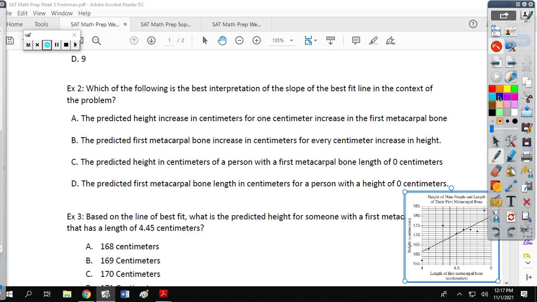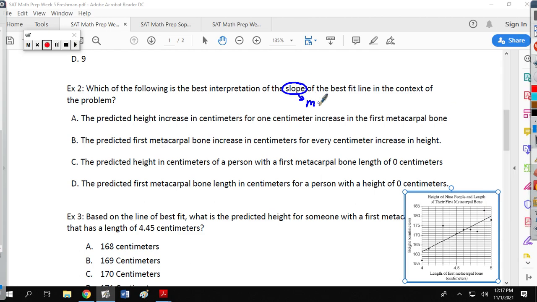So remember that when we see the word slope, that is a rate of change, m. Okay, which is the change in the y over the change in the x, which means it needs to be, the y is the height. So it needs to be the change in height as compared to the change in the length of that metacarpal bone.